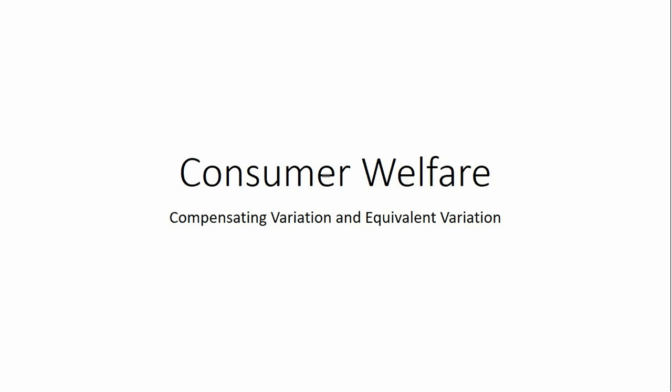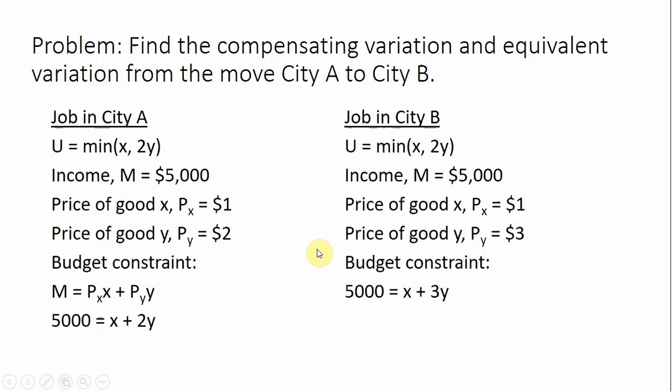Hello, in this video we're going to look at consumer welfare and talk about compensating variation and equivalent variation. So our problem is to find the compensating variation and equivalent variation from a hypothetical move from city A to city B. A person living in city A has a utility function that's given by the following.